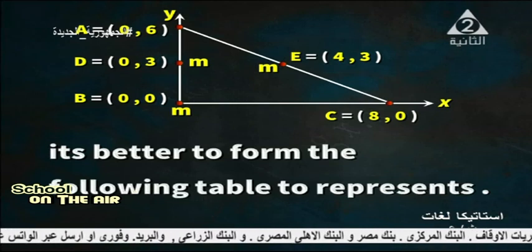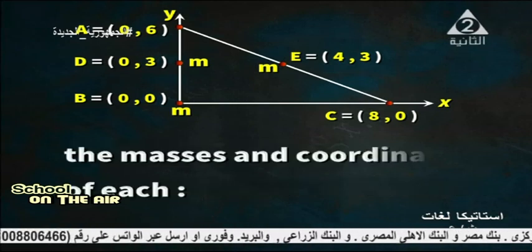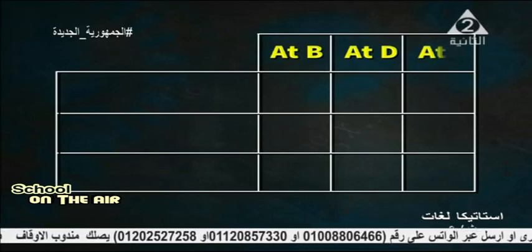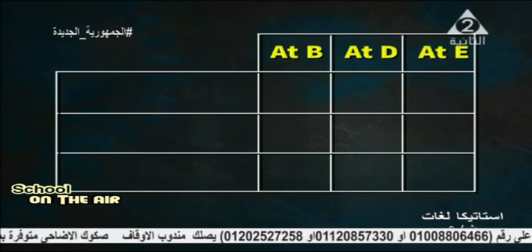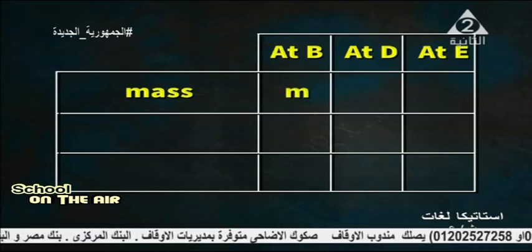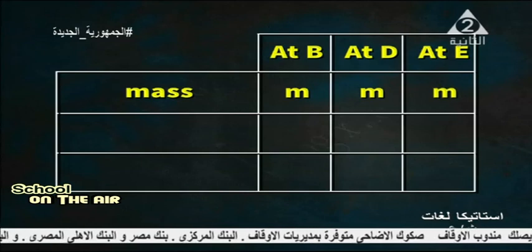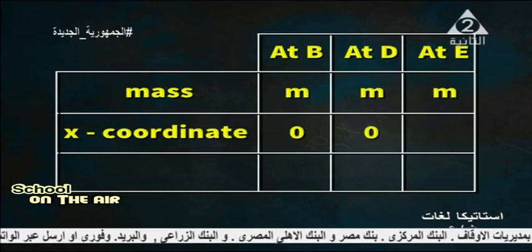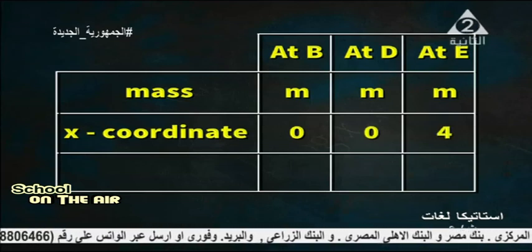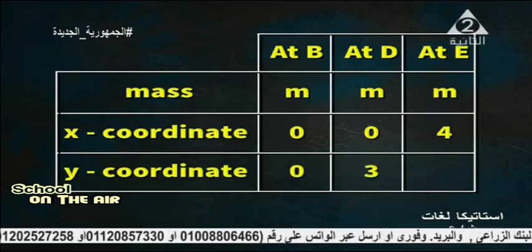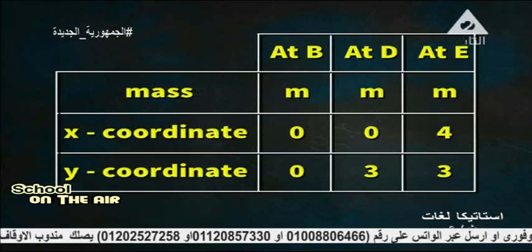Then it's better to form the following table to represent the mass and coordinates of each. Look at the table. The first row is B, D, E. The first column represents mass. At point B, M. At point D, also M. Also at E, M. X coordinates: at B, 0. At D, 0. At E, 4. Y coordinates: at B, 0. At D, 3. At E, 3.